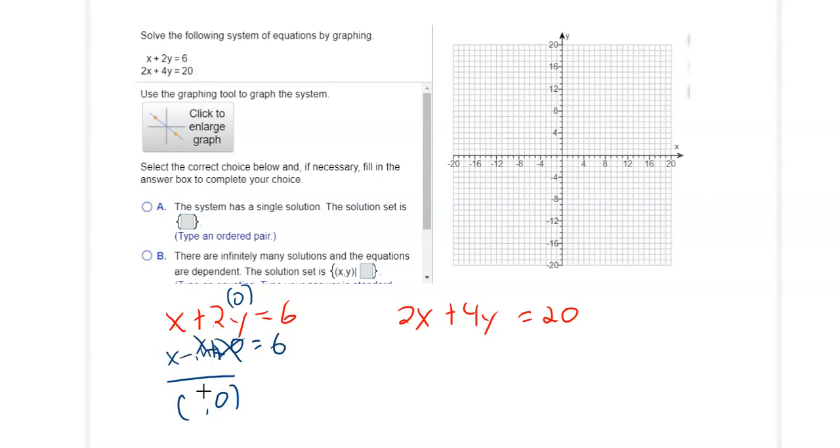So what's quick about this is that when you plug in 0, that term just disappears, and you can just mentally get the answer. Right? This term goes away, x is equal to 6. Right? That's the x-intercept. We also want to find the y-intercept, which you do by plugging in 0 for x and then solving for y.